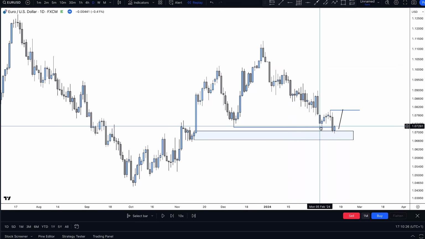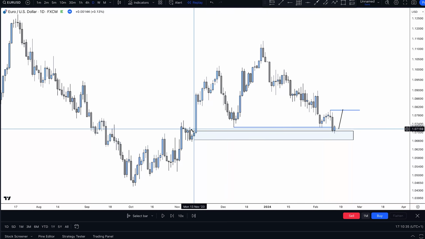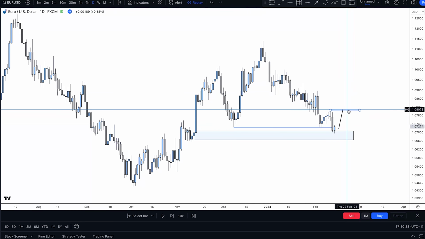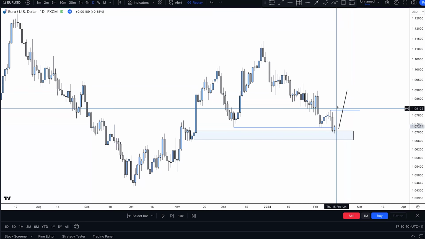How do we know that? Because the break that's taken place here is not a clean break. It's not a break of significant structure. It's actually leading out to look like a sweep of liquidity and a fill of imbalance. With that said, we could then anticipate a continuation of further upside.